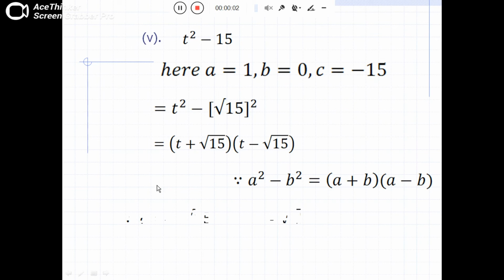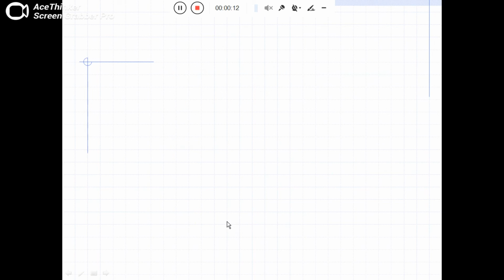Okay, therefore the first zero alpha is equal to minus root 15, and the second zero beta equals plus root 15. Okay, as you got the values of alpha and beta, let us verify this question.